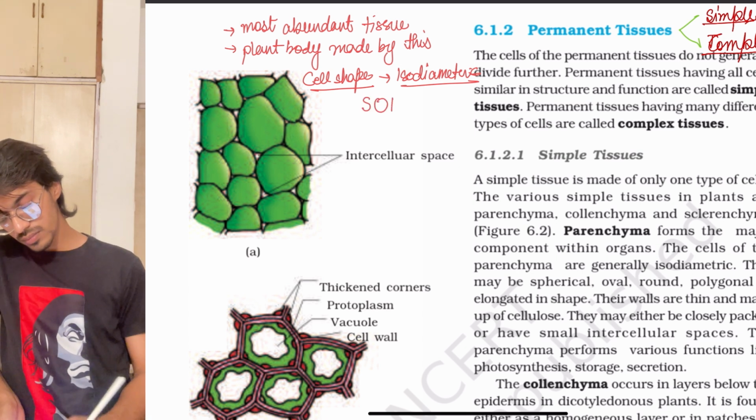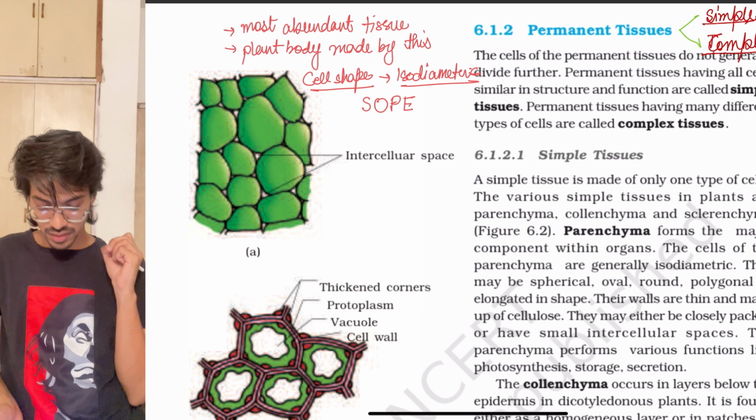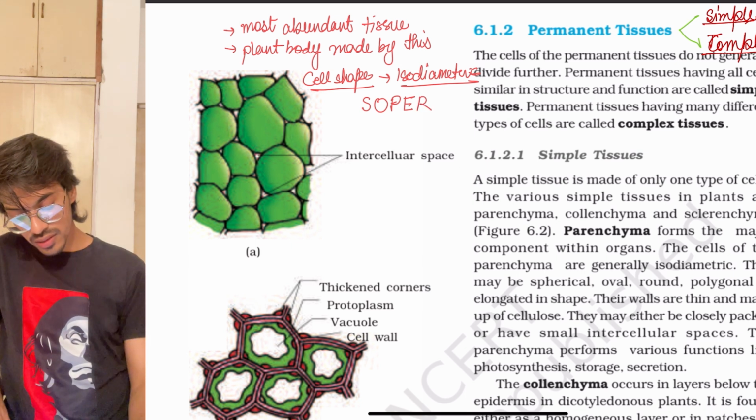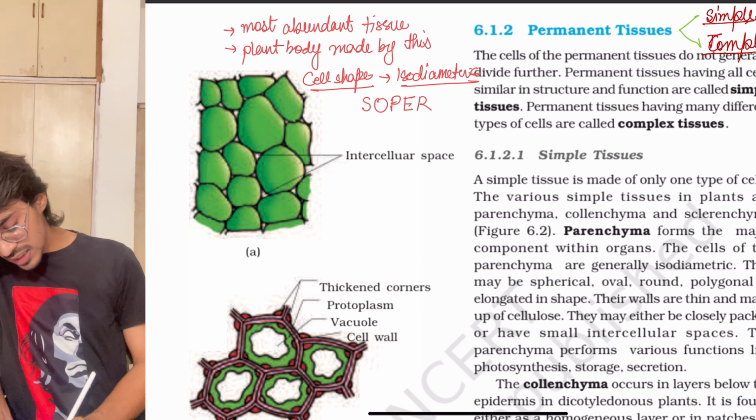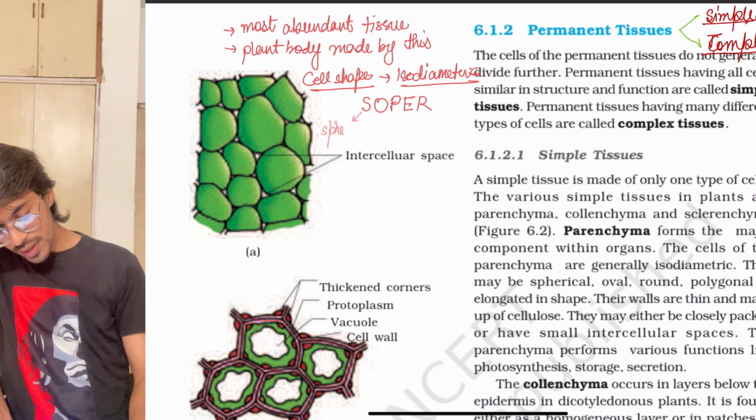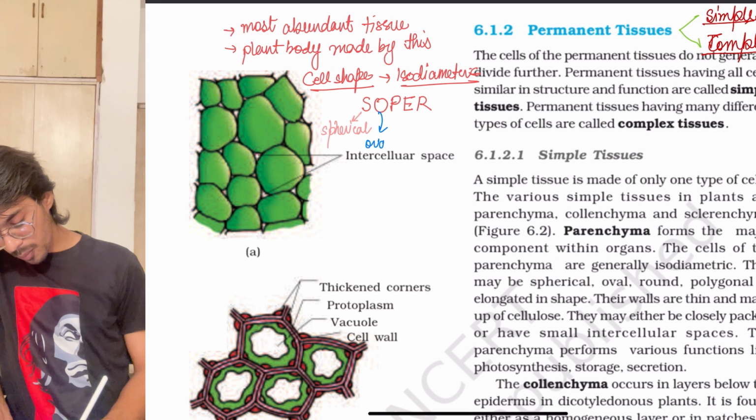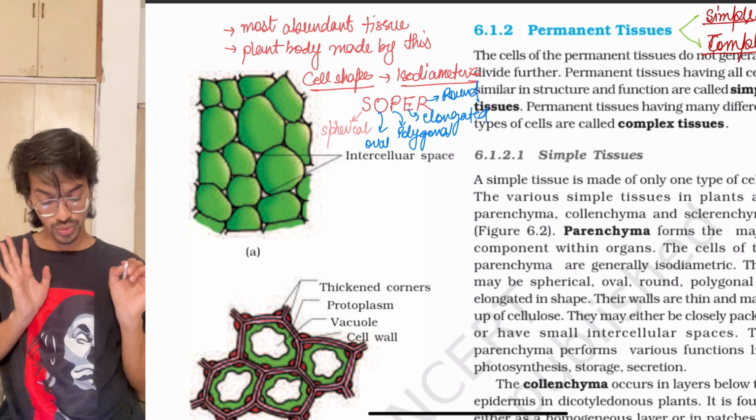Here we remember it as SOPE or R plus R. So what does SOPER mean? S for spherical in shape, or they could be oval in shape, or polygonal in shape, or elongated, or round. This question can come to you.